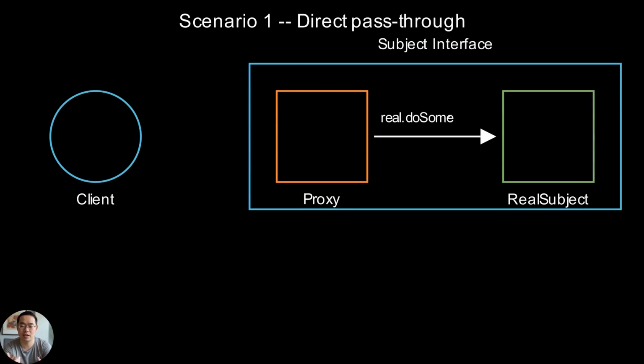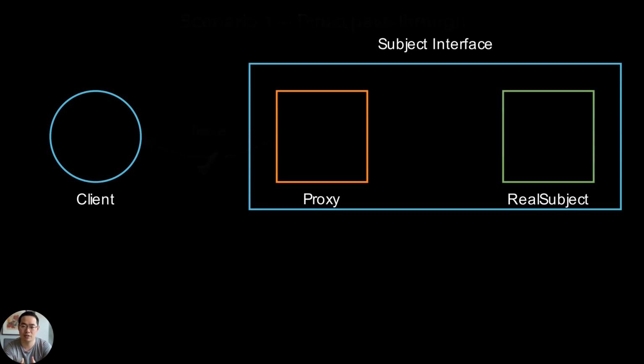Once the permission check is successful, the proxy delegates the request by calling the same method on the real subject. The real subject executes the task and returns the result back to the proxy. Finally, the proxy passes the result back to the client. From the client's perspective, the operation was seamless. It was completely unaware of the security check that happened in the background.